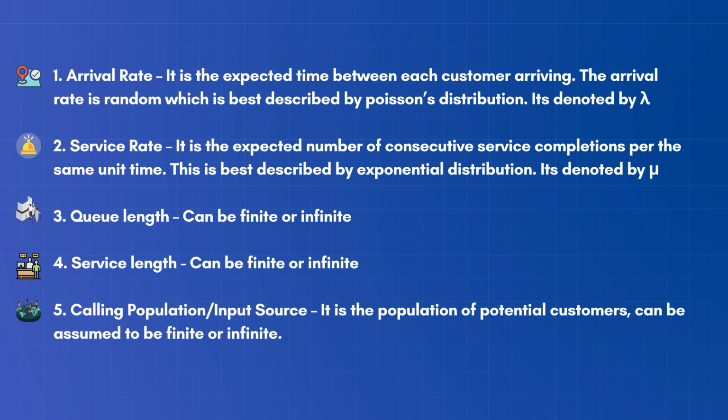Now, queue length and service length, as discussed earlier in the case of that doctor's clinic example. This queue length and service length can be finite or infinite. And lastly, there is the calling population or the input source. It is the population of potential customers, and it can be assumed to be finite or infinite. Next comes the number of servers in a system. It can be a single server, like a single doctor in a clinic, or multi-server, like ticket counters.